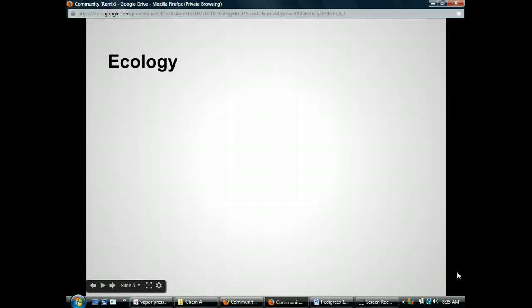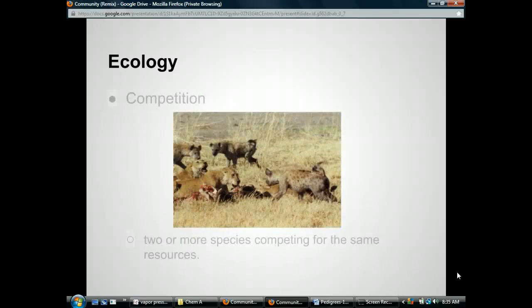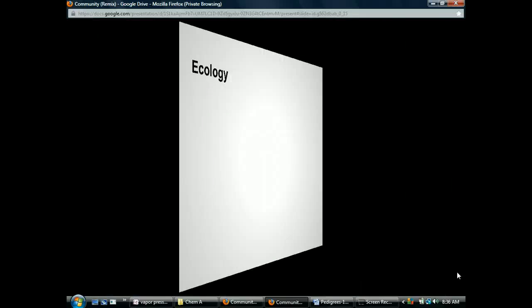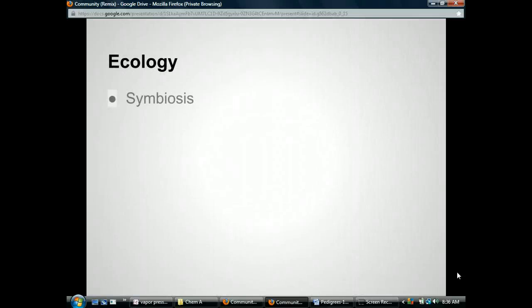Now, the second kind of interaction is competition. Competition is different. You have two or more species competing for the same resources. It's a lion and a hyena here. And the lions and hyenas are direct competitors, at least in many situations.